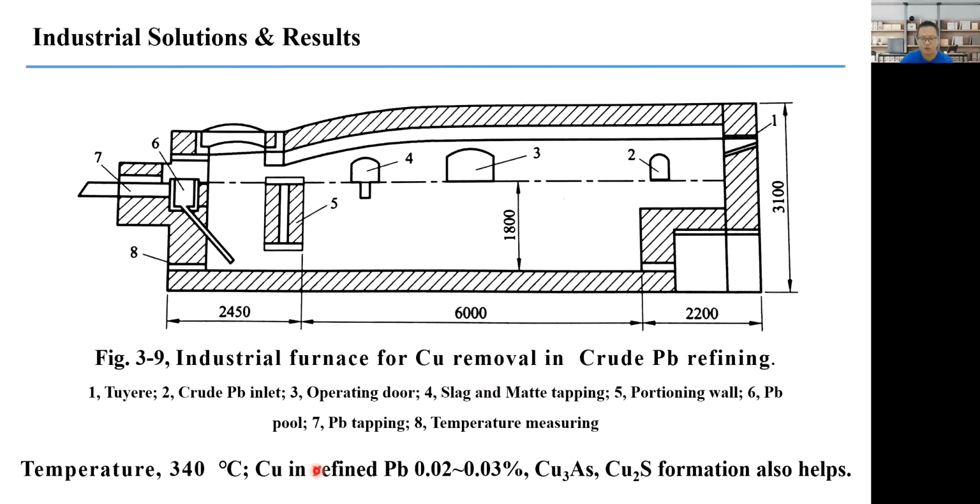And also, we know the eutectic point. At the eutectic point, the copper content in the lead is 0.06. But with the formation of some intermetallic compounds like copper arsenate or copper sulfide, it will decrease the copper content in the refined lead. So the lead is very well refined, or the copper can be very well removed and recycled with such a setup and with such a technology.